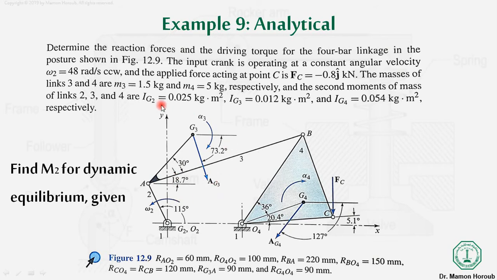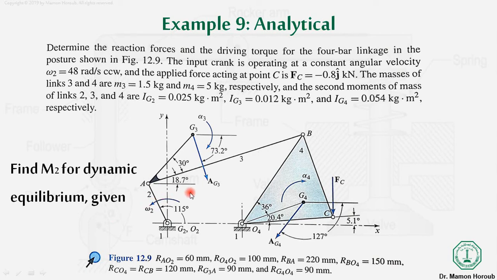So the moment of inertia is also given to us, the masses are also given to us, okay, and only one external force, that is Fc, is applied on link 4. The other links don't have external forces like Fc, they have the reaction forces. It is only applied to link 4. So what we are required to find are the reaction forces and also the driving torque. The torque is actually the driving torque, it is applied to link 2.